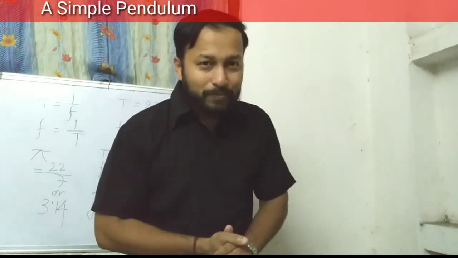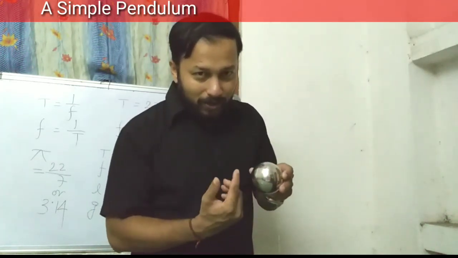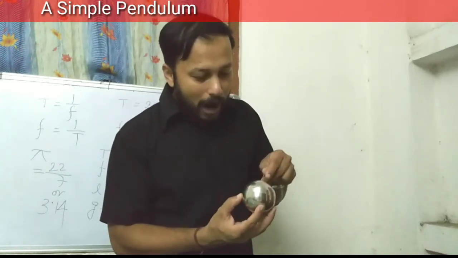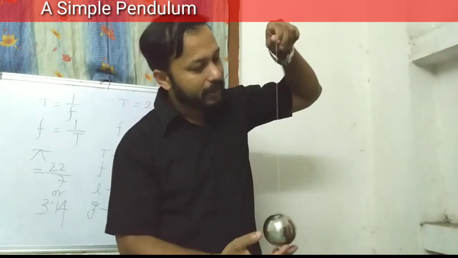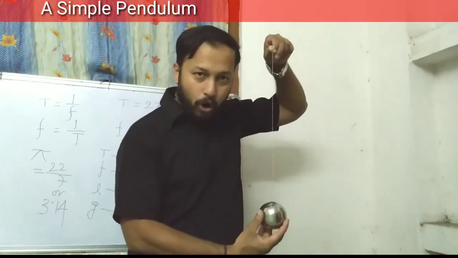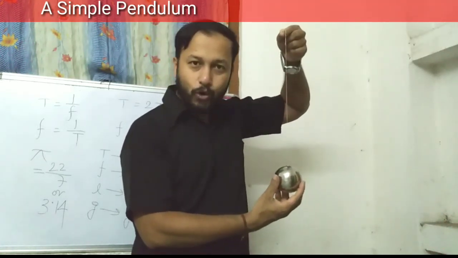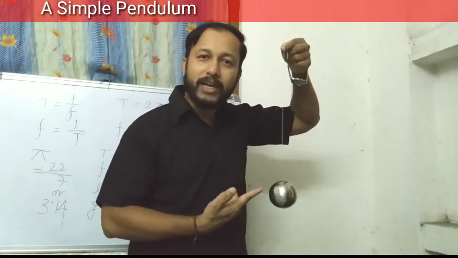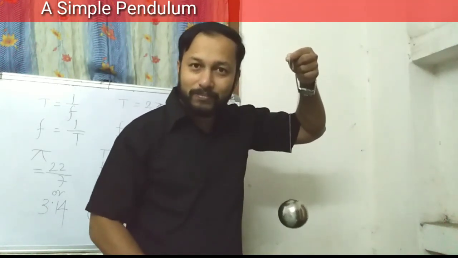To help you, I got a pendulum with me. Can you see this ball? So now I am going to hang this ball with this thread. Can you see this thread? With this thread I am hanging this ball with the rigid support. Okay, so my pendulum is ready. Understood? This is the simple pendulum.